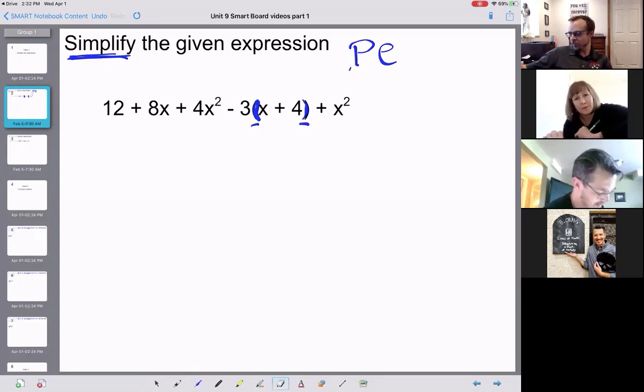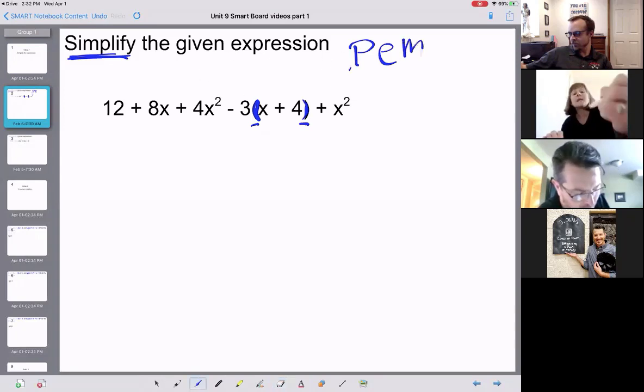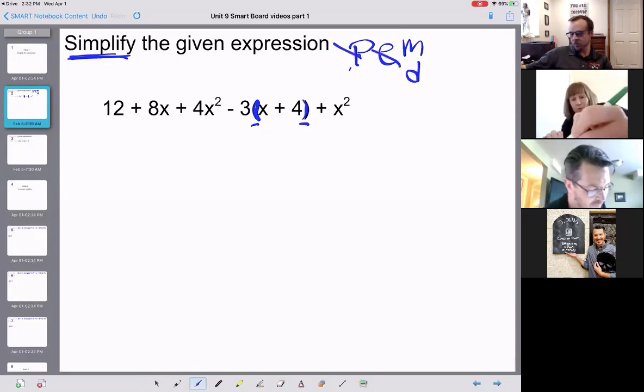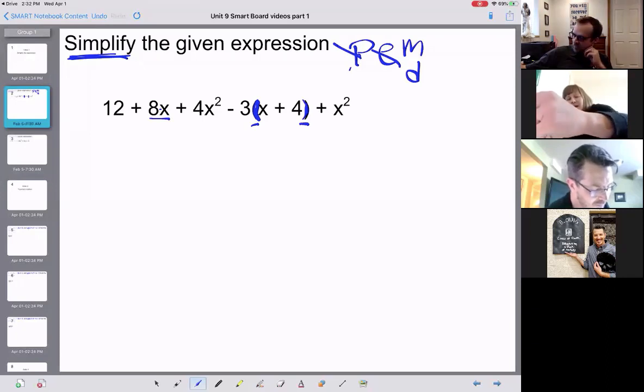Time to look for multiplication. We have a lot of multiplication in this problem. You know that this is really 8 times x, but this is all one term. The place we're going to look for our multiplication is here where we had our set of parentheses and we have a number that we can distribute.